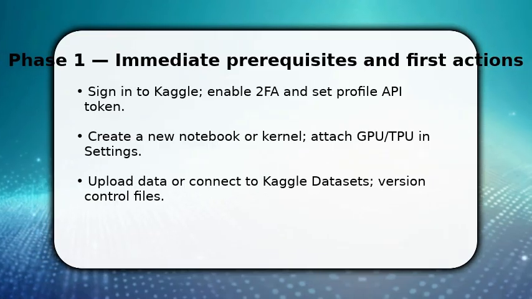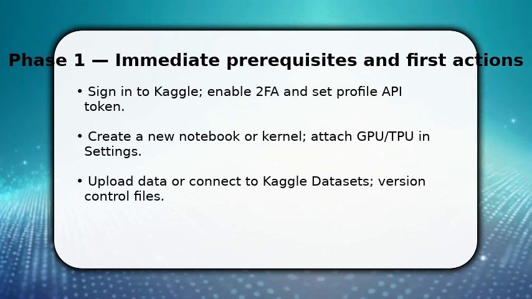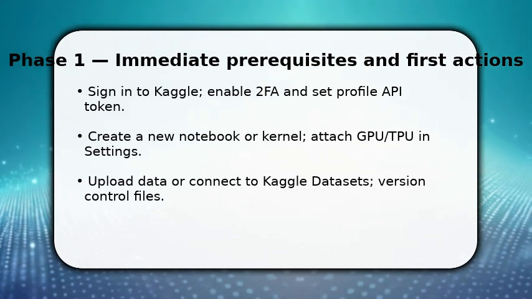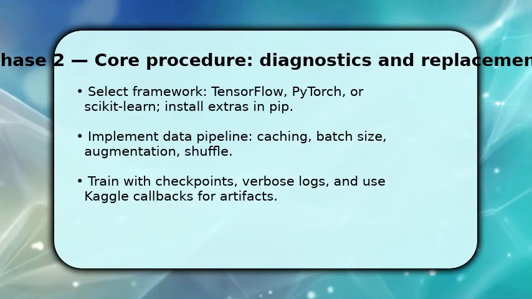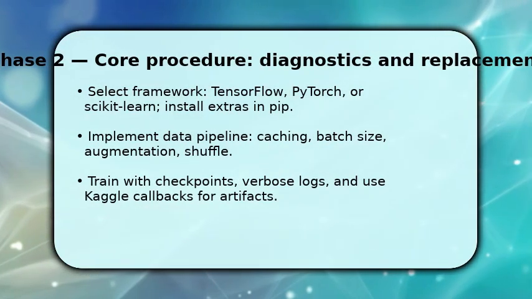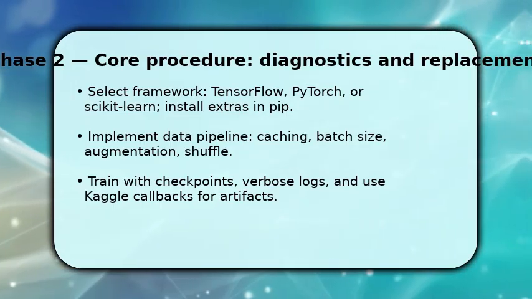Make sure to set a clear working directory and enable internet only if external packages are required. This avoids unexpected failures during training. You now configure the environment. Pick TensorFlow, PyTorch, or scikit-learn and pip install any missing packages in the notebook cell.